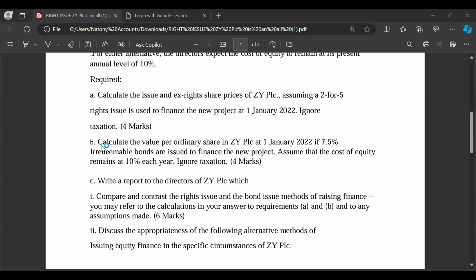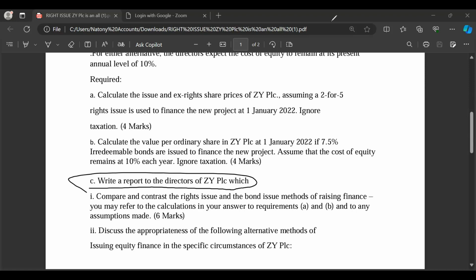You are done with B. C now says write a report to the director. So the first requirement in the report is compare and contrast the right issue and the bond issue method of raising finance. You may refer to the calculation in your answer.